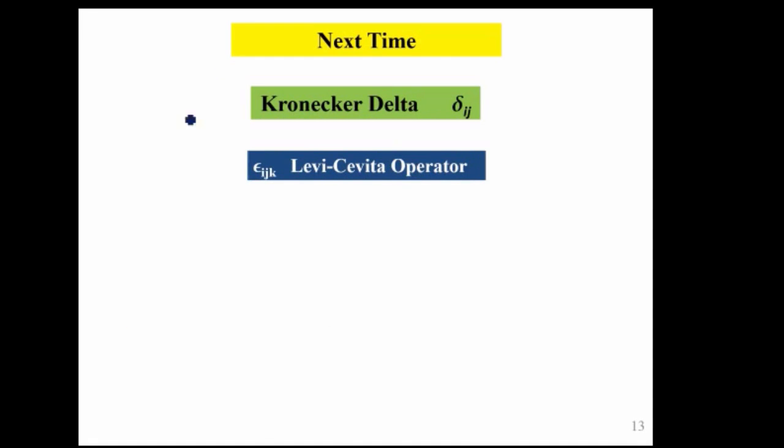So that's basically what we're going to say about the cross product. The next time we're going to talk about the Kronecker delta, which we call delta ij, and we're going to talk about the Levi-Civita operator, which is epsilon ijk. These two operators are very useful for finding identities in the multiplication of vectors, so both the dot and the cross product, and later in the differential operators.